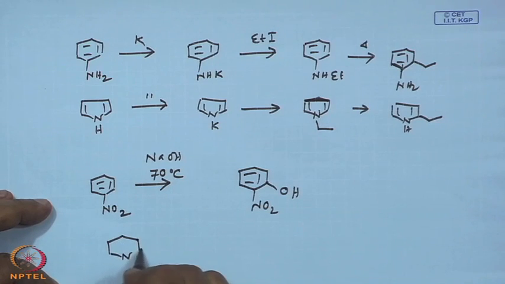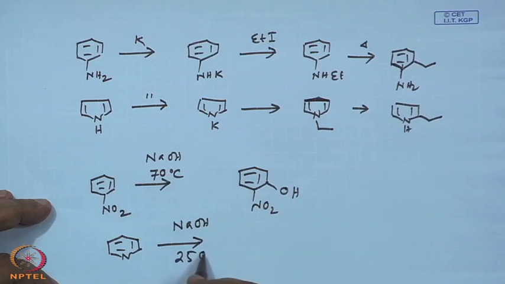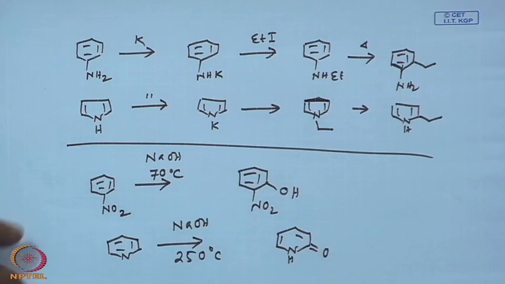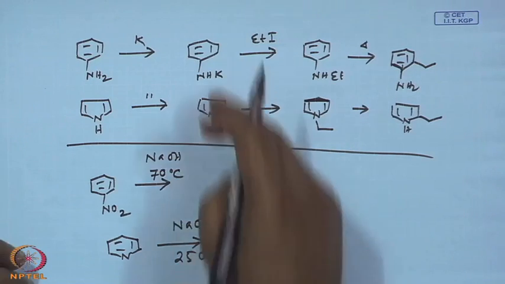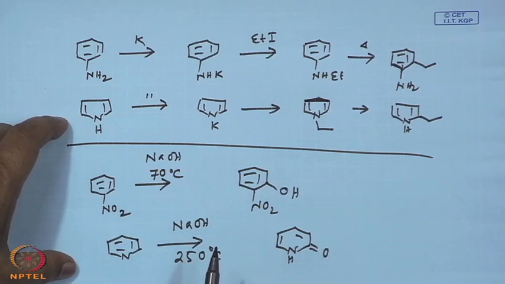Now, if you have a very similar reaction with sodium hydroxide, but this requires a little higher temperature, 250 degree centigrade, all of you know what the product is, right? What is the product? So, 2-pyridone. So you see, the regular aromatic chemistry has a very strong resemblance to this heterocyclic chemistry.